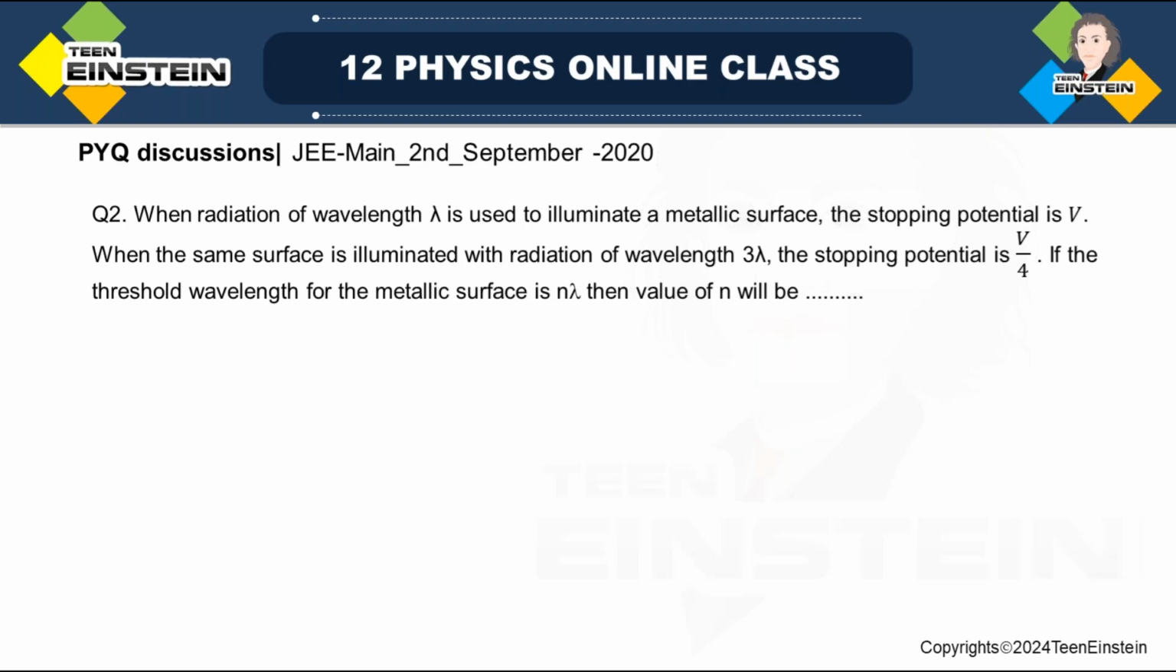Now this question is actually from photoelectric effect. When a radiation of wavelength lambda is used to illuminate a metallic surface, the stopping potential is V. When the same surface is illuminated with radiation of wavelength 3 lambda, the stopping potential is V by 4. If the threshold wavelength for the metallic surface is N lambda, then what is the value of N? Whenever this kind of problem comes, we will directly go for Einstein's equation for photoelectric effect. We'll just directly write that.